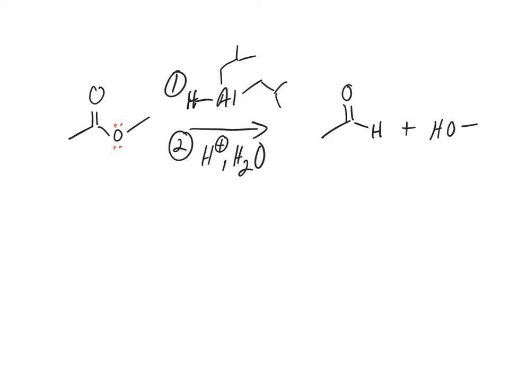DIBAL is a little more of a mild reagent than something like lithium aluminum hydride, which takes an ester and turns it into an alcohol. This will take an ester and turn it into an aldehyde, so it stops along the way. So instead of adding 2 H's here, we're only going to add 1. Okay, so the first step, because this isn't that reactive, we need to essentially get this reactive. So we draw that resonance form of the ester, and that's going to form a complex.